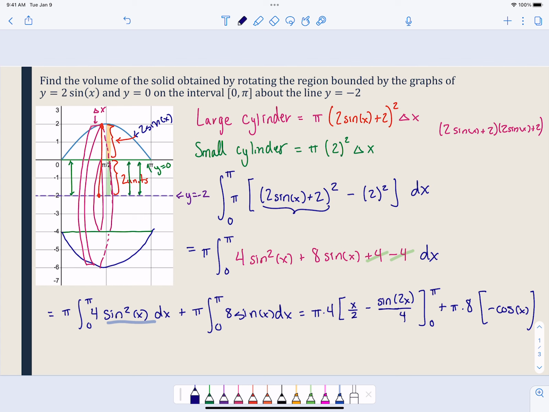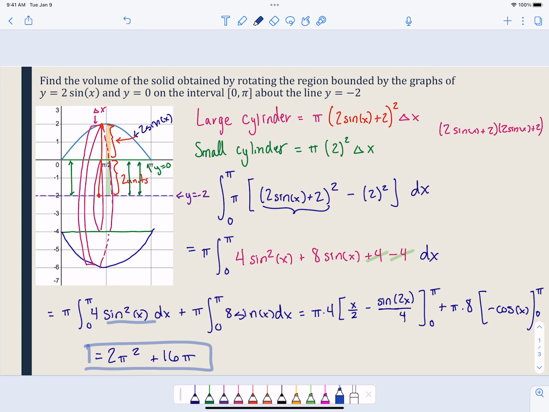My Notability doesn't want to let me write my 0. There we go, 0 to pi. So plugging all of the numbers in and everything, I will let you do that part. But we're going to get 2 pi squared plus 16 pi for our volume that we created.